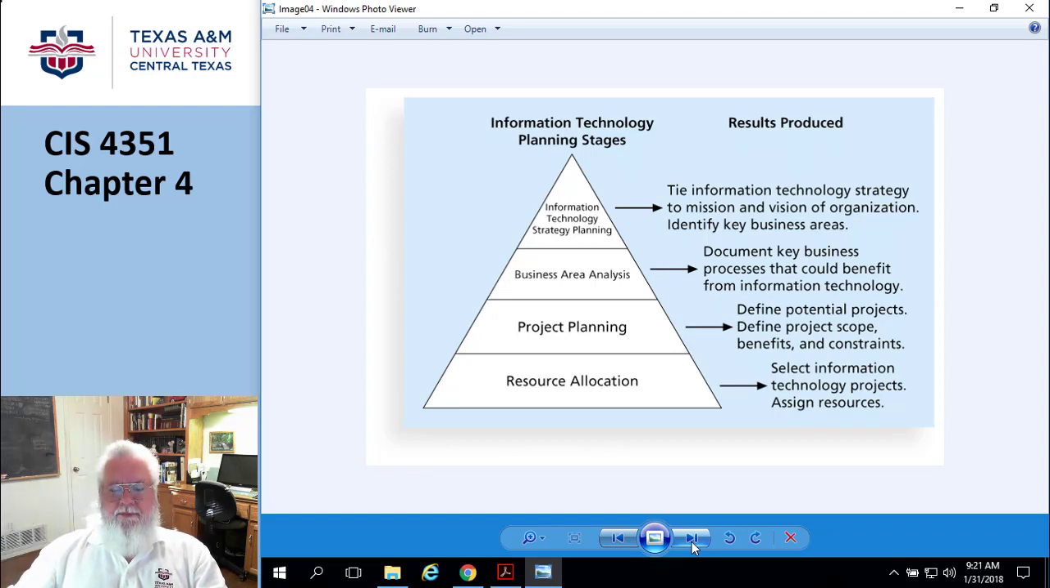This is a good place to stop for the 15-minute mark, and we'll pick this thing up again in just a few.